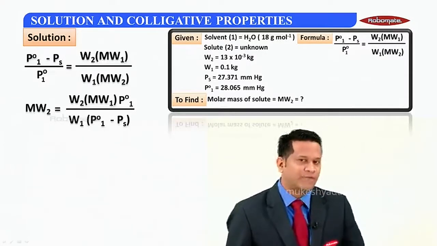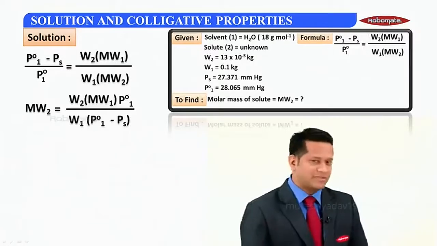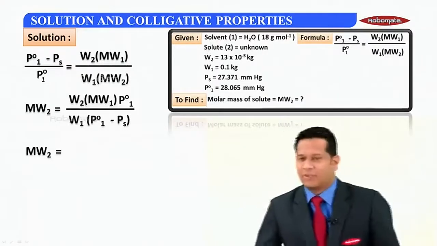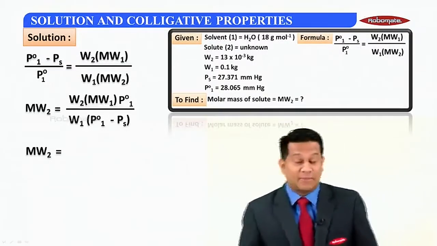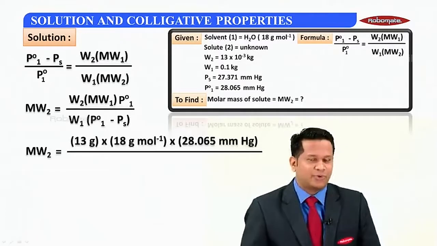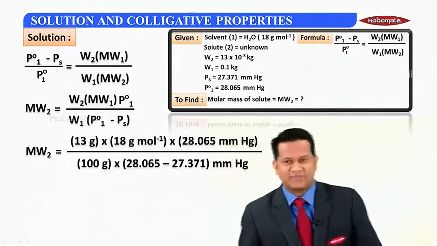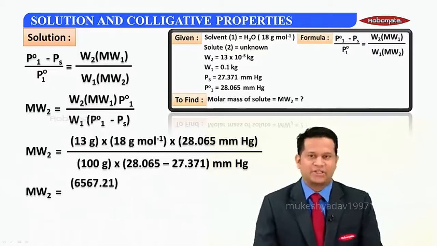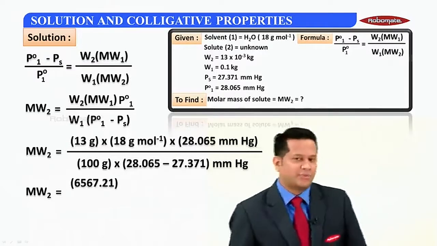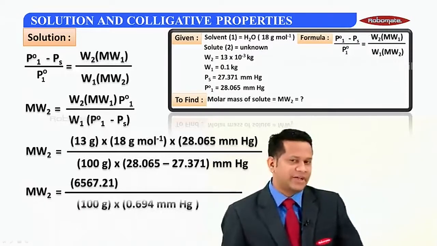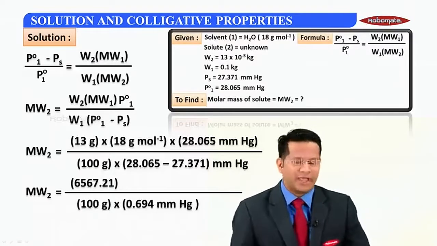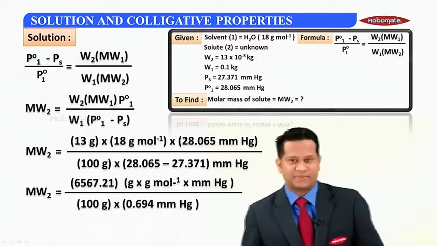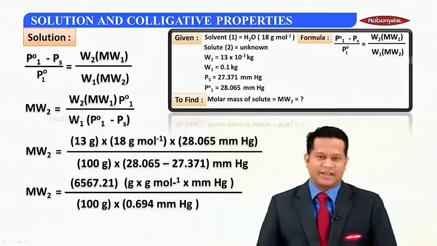W2 is 13 into 10 to the power minus 3 kg, and I want it in grams, that is nothing but 13 grams. And MW1 is 18, P0 1 is 28.065. W1 is 0.1 kg, and I'm going to write it as 100 grams, and the bracket will be 28.065 minus 27.371. Let's see what we get. In the numerator I get 6567.21, and in the denominator I get 100 multiplied by 0.694, and the units are gram mole inverse millimeters Hg. That's the possible unit which I get in the entire equation.